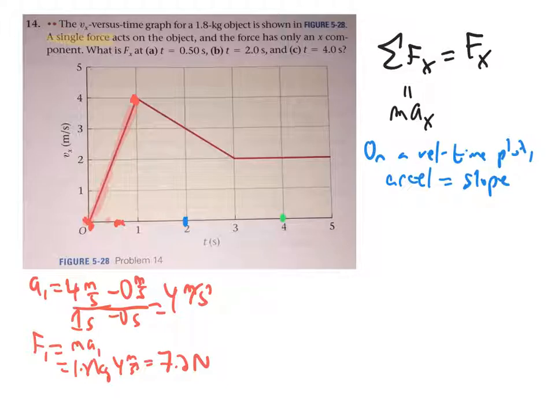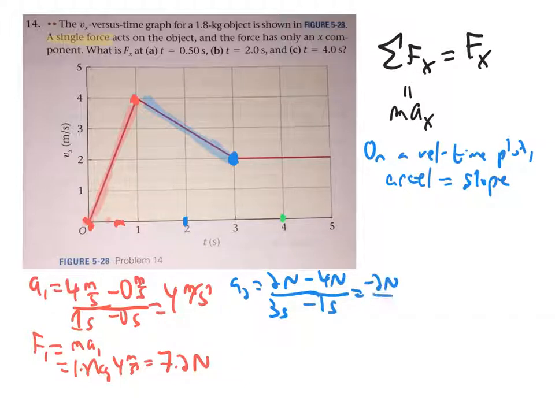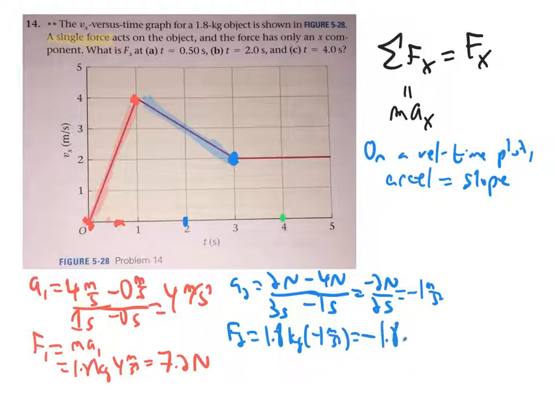And then for time 2 seconds, we're at this moment, so we're going to take this slope, and I'm going to pick the moments there because they're easy to read. I'm going to say I have 2 meters per second at 3 seconds, and I'm subtracting off 4 meters per second at 1 second, so I get minus 2 meters per second over 2 seconds, or minus 1 meter per second squared. So therefore F2 is going to be 1.8 kilograms times minus 1 meter per second squared, or minus 1.8 newtons.